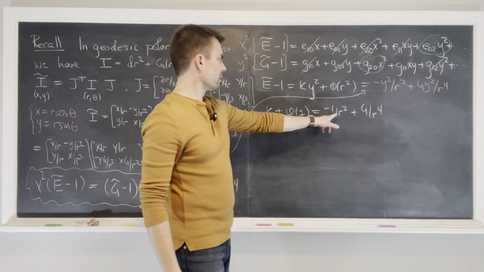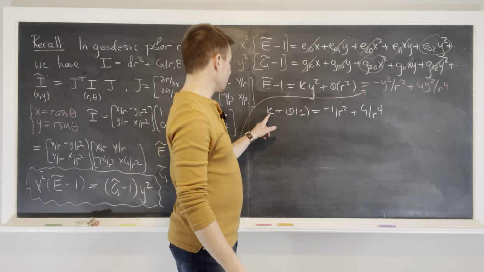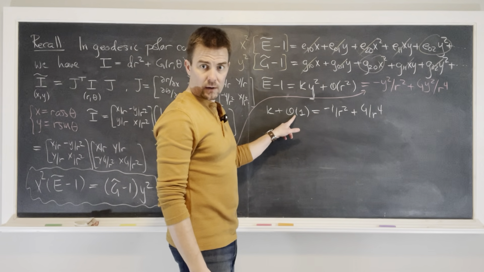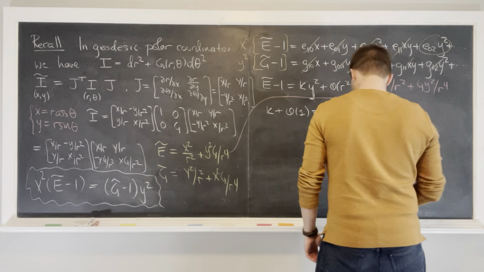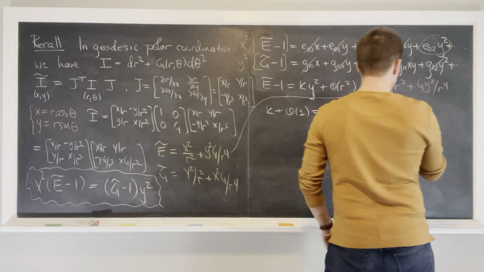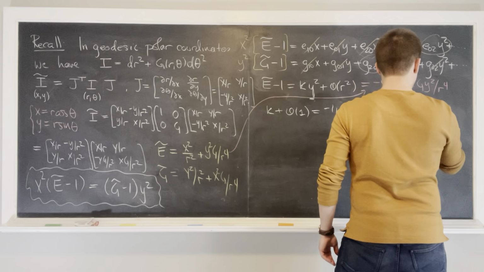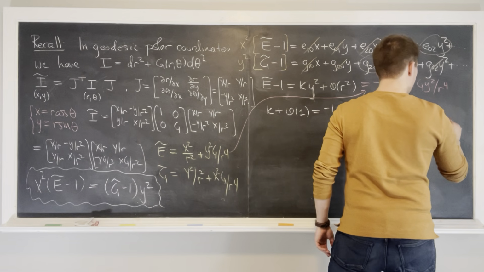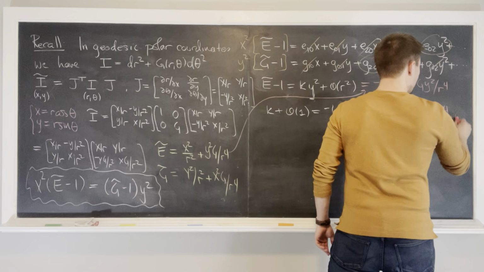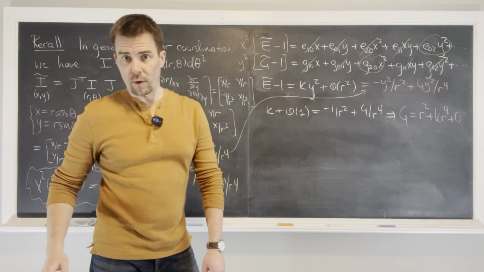So if I multiply by r to the fourth, this becomes an r squared, this becomes a k r to the fourth, and that becomes a little o of r to the fourth power, right? So this automatically implies that, and this is the key, this is the main fact over here, that g is r squared from this term over here, plus k r to the fourth plus little o of r to the fourth, okay?